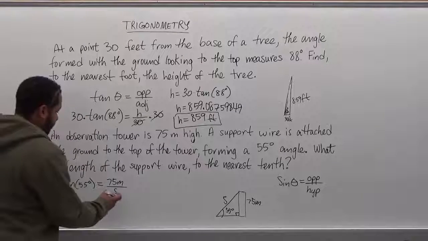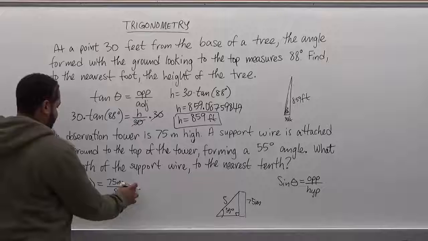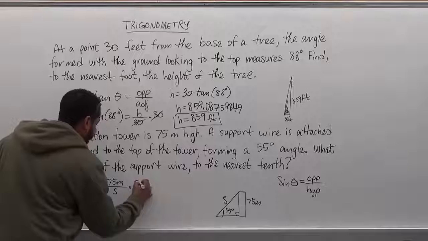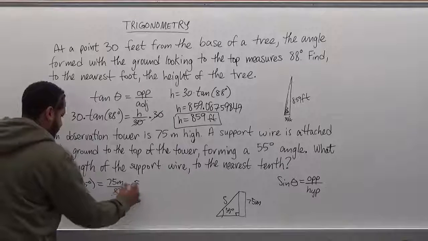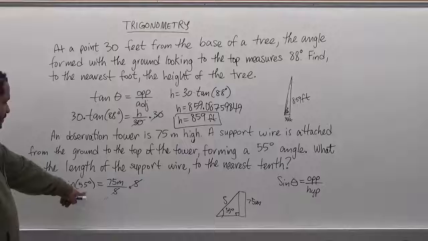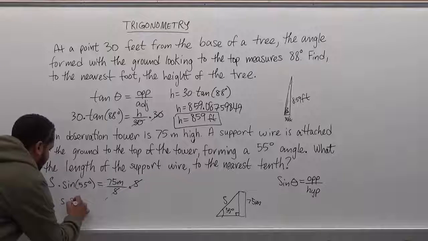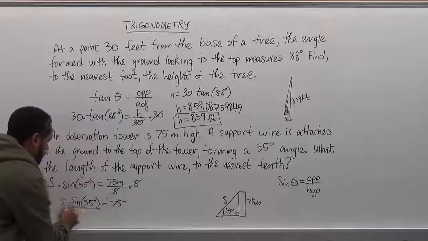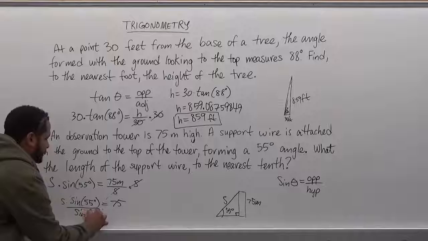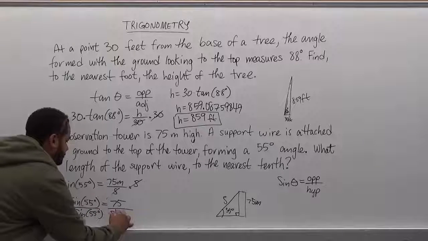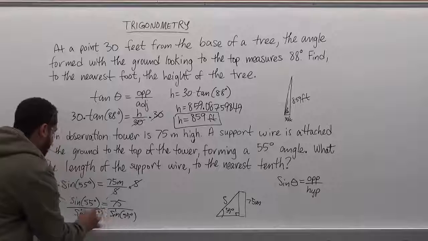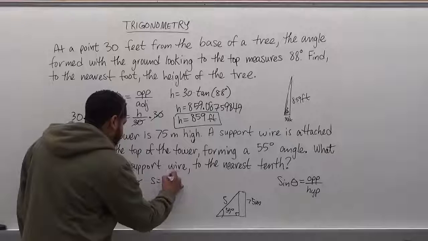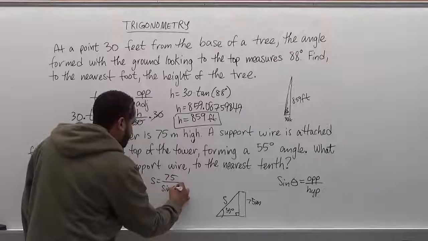So in this case, to solve for the support wire, we're going to multiply both sides by S and divide both sides by the sine of 55. So first we multiply by S. That gets rid of this and this. So now we have S times the sine of 55. And then to solve for S, we're going to divide by the sine of 55. And this helps us isolate the S term. These two will go away. And now we have the solution for S. So S is equivalent to 75 divided by the sine of 55 degrees.